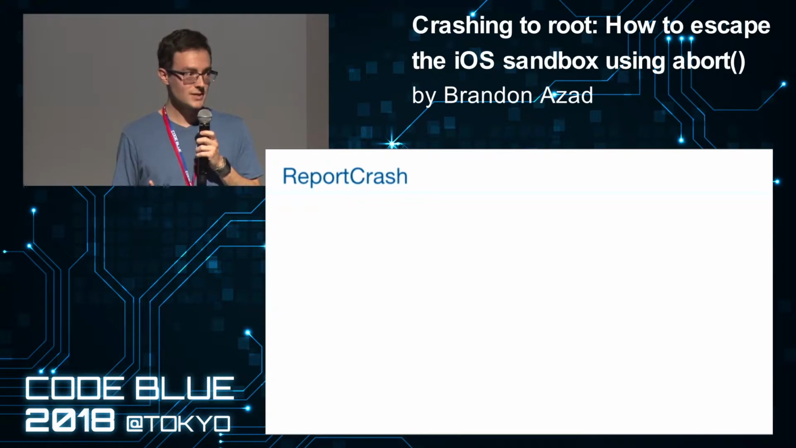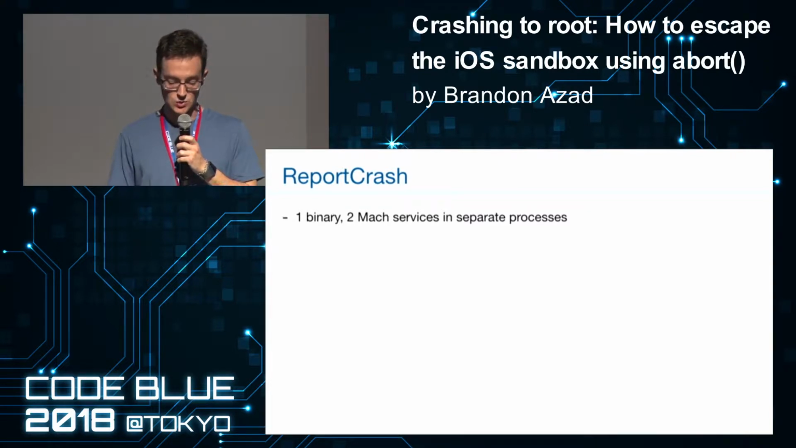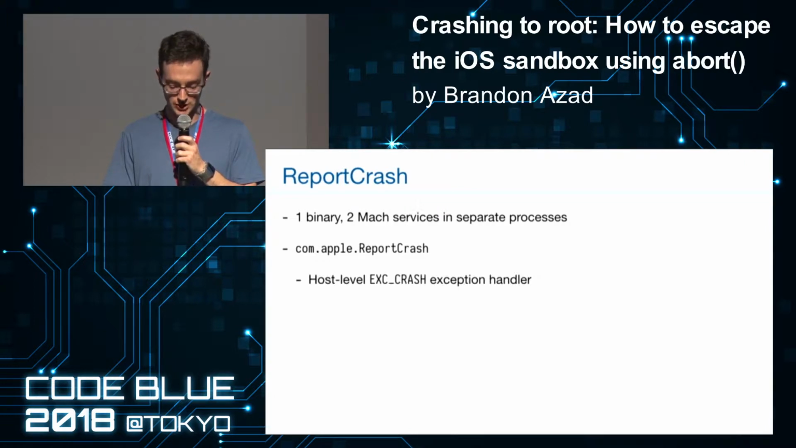So, what does this crash handling process look like on iOS? It's a binary called reportcrash, and this one binary is responsible for running two separate Mach services, each in its own process. The first and most important is com.apple.reportcrash, which is the host-level exception handler for EXC_CRASH exceptions. This service port receives an exception message whenever an application on the device terminates abnormally, and then reportcrash will inspect the process and generate a crash log.